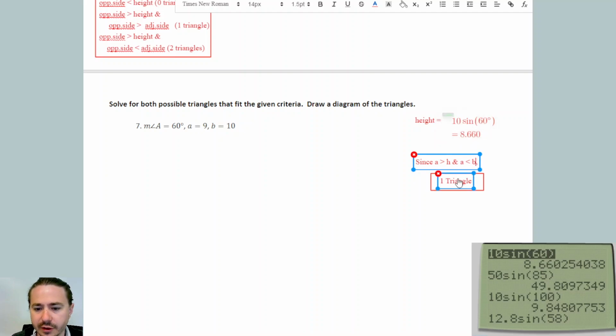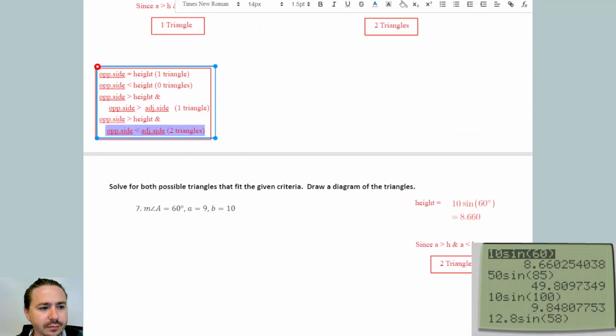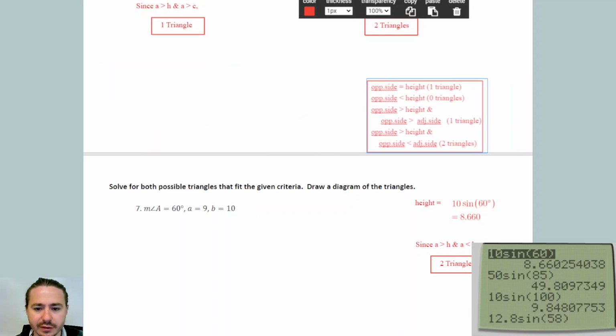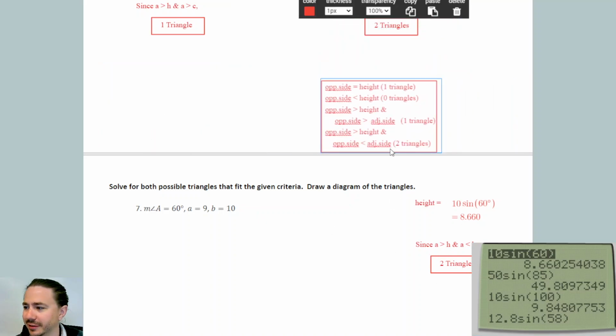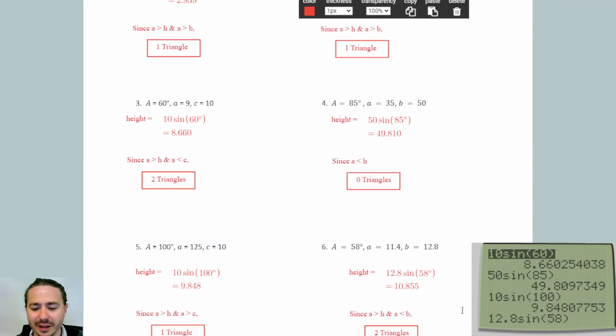we can say that there are two triangles. When that opposite side is greater than the height and it's less than the adjacent side, we get two triangles here. In fact, why don't we bring this down here, because we're going to need to keep referring back to this. Oh, it's not going to let me take it past the first page. That's okay. We'll just scroll back up when we need it.